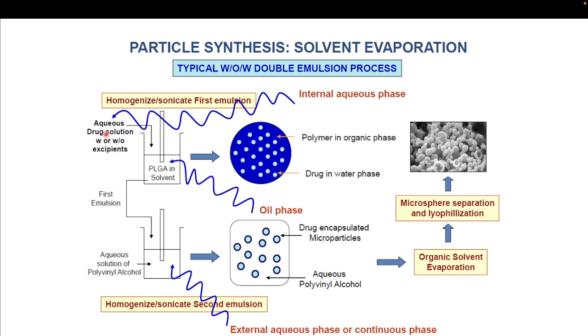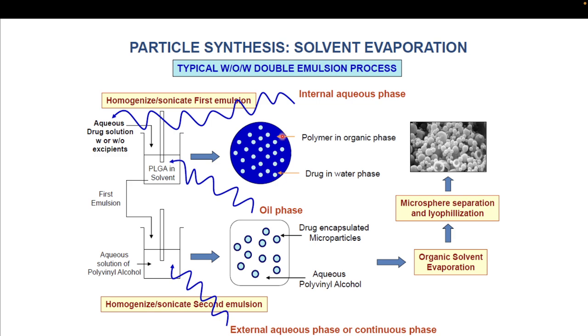So this is your first emulsion. Your aqueous drug solution is going to be in a smaller amount compared to your PLG in solvent. Now if you vigorously mix this, because this is considered the oil phase and this is your water phase, your oil and water won't essentially mix, but if you give it a lot of energy, it's going to form an emulsion. Since the oil phase is in bulk, your water will form droplets inside this big oil phase. So now your drug is trapped inside this water phase, and you have a bulk polymer in organic phase. This is the first emulsion.